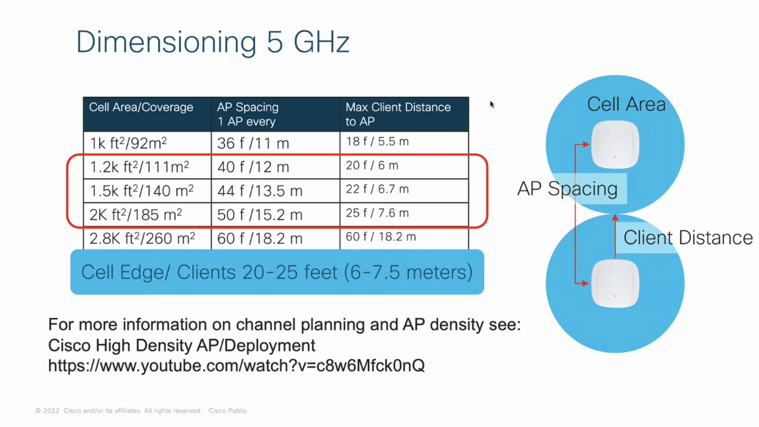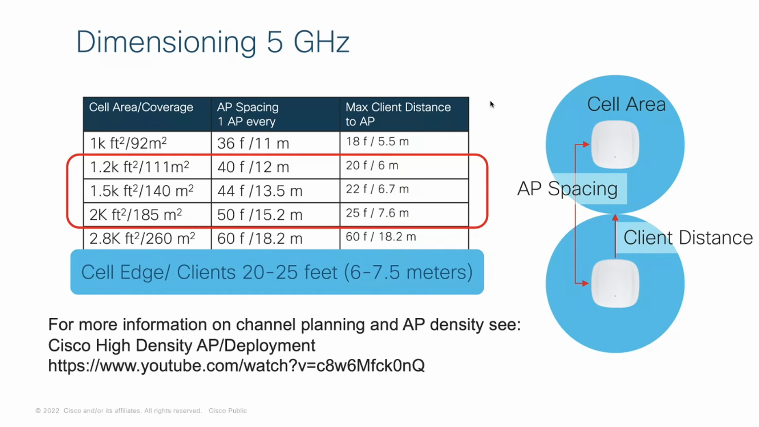Now I know, and we did this because I hear people all the time say, we're down to 500 square foot cells. Well, this is RF. You can put it as close as you want to, but if it hears itself on another AP, you've got a performance issue because they're going to interfere. So we looked at a model, and in fact, I did a YouTube video on that, of 1,200 to about 2,000 square foot per cell, 111 to about 185 square meters.